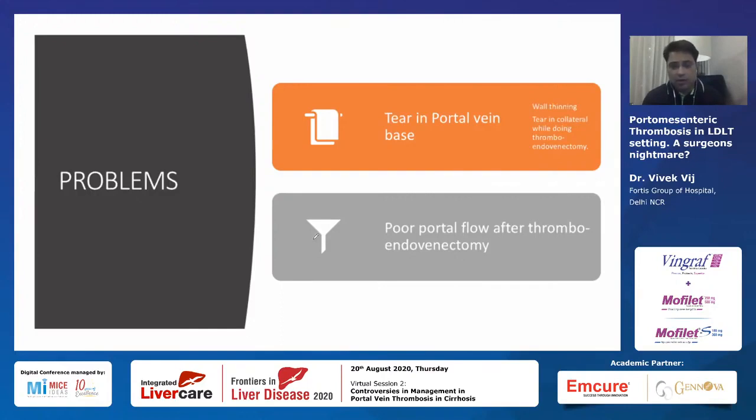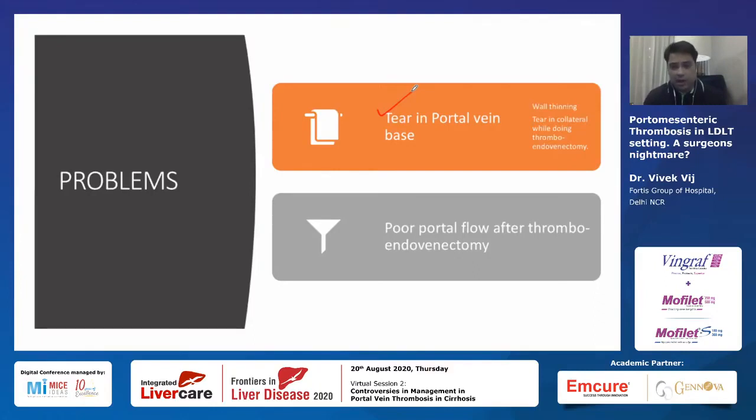So while doing thrombectomy, if the surgeon is naive, they can thin the wall of the portal vein, and they can create a tear in the base. Nothing can scare you more than tearing the base of the portal vein under the pancreas. Then the only option sometimes remaining is cutting the neck of the pancreas and controlling the blood vessel, but in that case morbidity goes very high because you have divided the pancreatic neck.